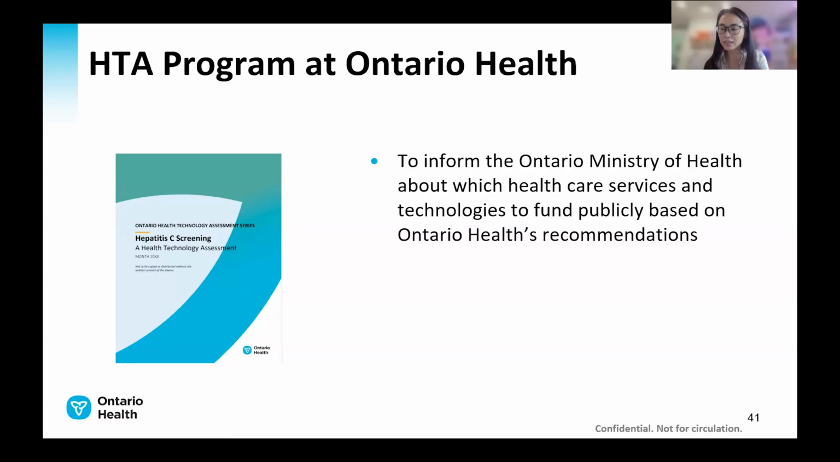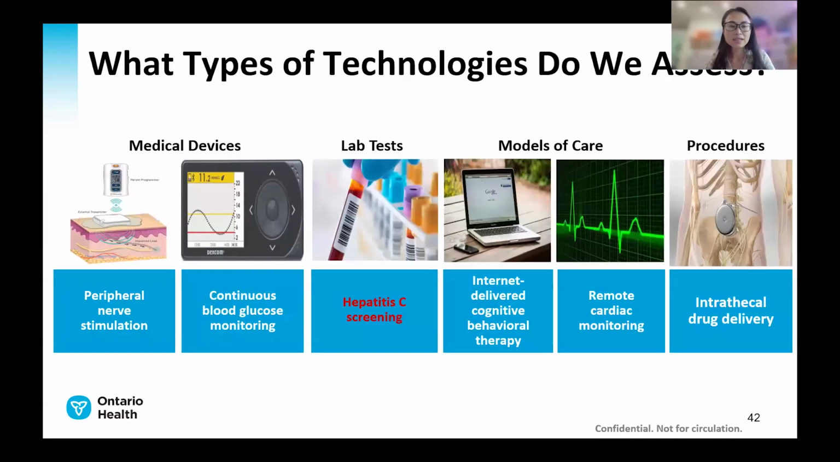The hepatitis C screening project is a great example of HTA in action. We review the clinical evidence, economic evidence, and patient preferences and values evidence to help determine whether a new approach to screening or treatment should be publicly funded in Ontario, considering both clinical outcomes and system-level impacts. This slide summarizes all types of technologies that we assessed at Ontario Health, and you can see that hepatitis C screening belongs to laboratory tests.